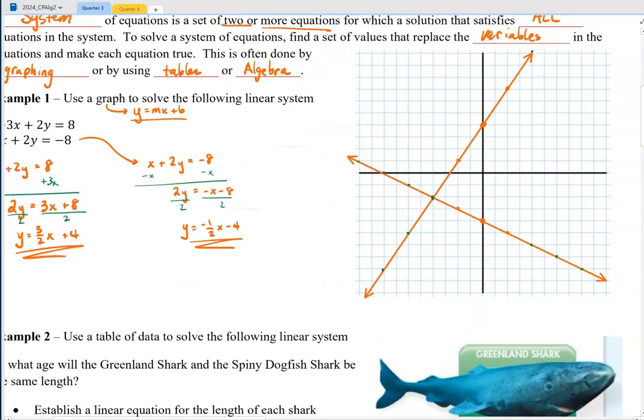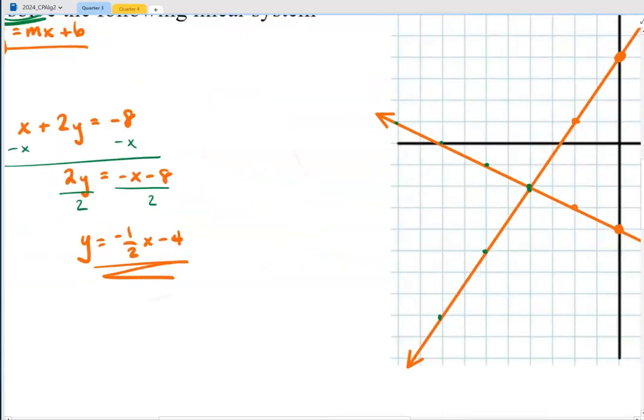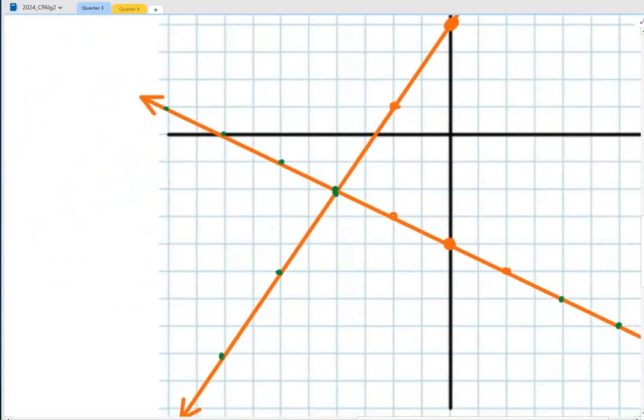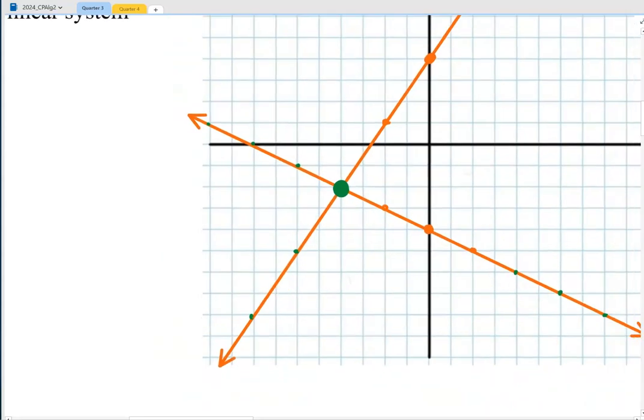Now what we're looking for as far as the solution goes, remember our goal was to solve this equation. Our solution ends up being the one coordinate that's shared by both graphs. Each graph has a whole bunch of coordinates or ordered pairs that satisfy it, but there's only one, this dot right here, that's shared by both.